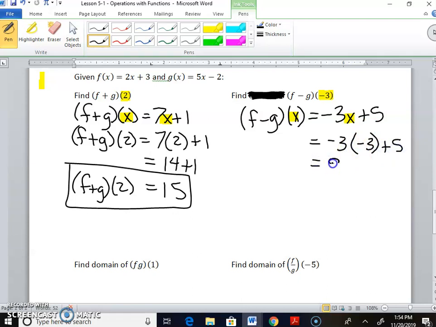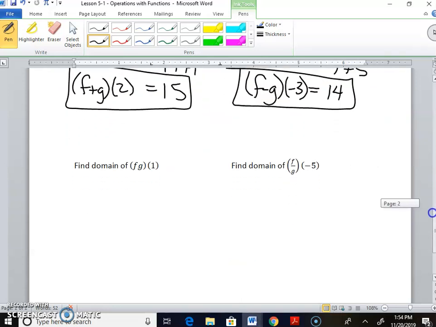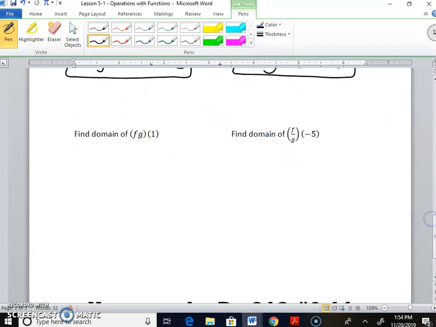Negative 3 and negative 3 gives me 9 plus 5, and that gives me 14. So f minus g of negative 3 is 14. Okay, so again, I know I'm going kind of quick on this, guys, but if we have a number in here, that just means we plug that number in for the x. Nothing tricky. It's all stuff that you guys have done before back on our first test.